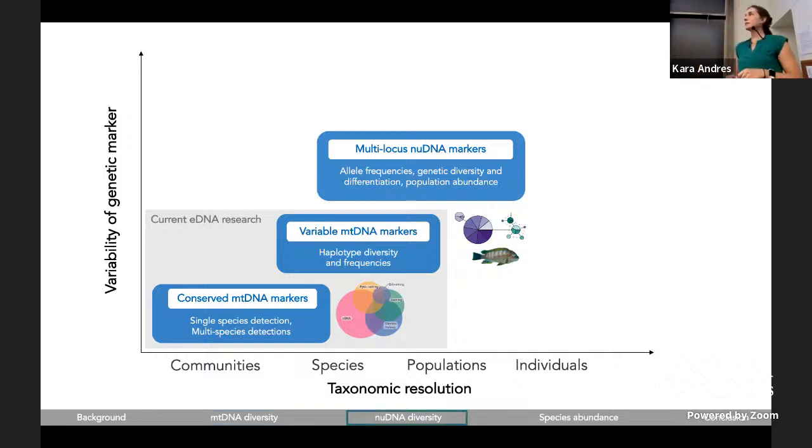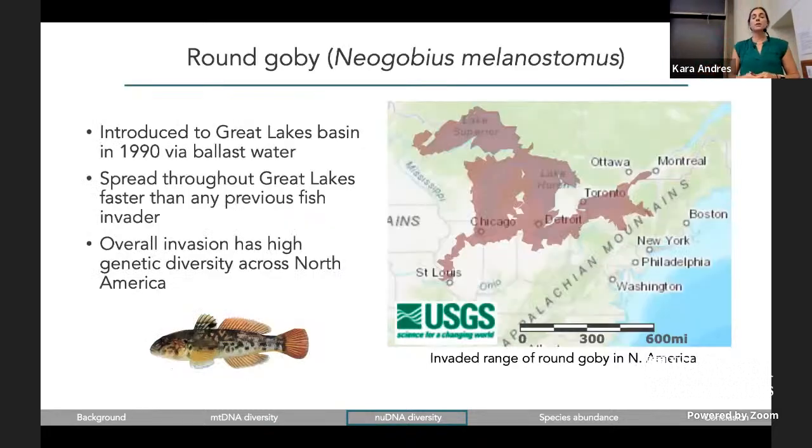Okay, the focal species for this work is the round goby. So this is an aquatic invasive species that was introduced to the Great Lakes Basin in about 1990 via ballast water from ships coming over from Eurasia. This is the same place where we see a lot of aquatic invasive species, like zebra mussels, coming from the same region. And since 1990, they have spread throughout the whole Great Lakes region faster than any previous fish invader. So they're really abundant, they're really pervasive.